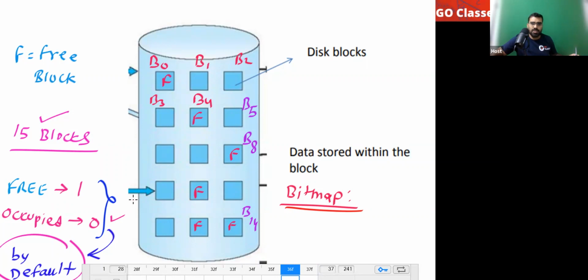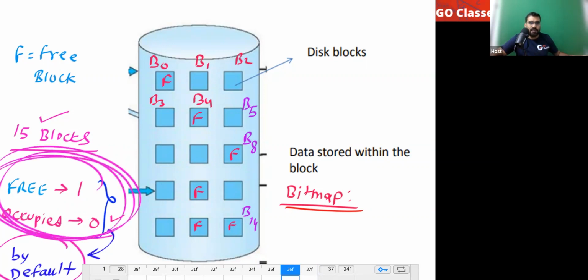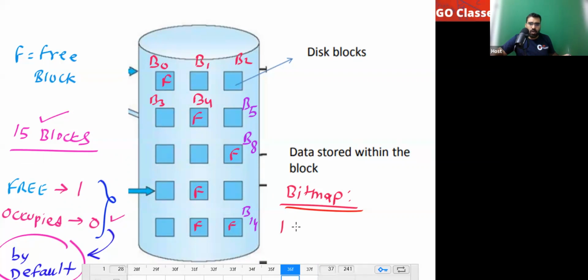If in the question there is no information given, then you can represent a free block by 1 and an occupied block by 0. This is a convention. By this convention, for every block you will store like this: block 0 is free, so 1. Then block 1 is 0, block 2 is 0, block 3 is 0, block 4 is 1, then 0, 0, 0, then occupied 0, free 1, then 0, 0, then 1, 1. So your answer will be this.